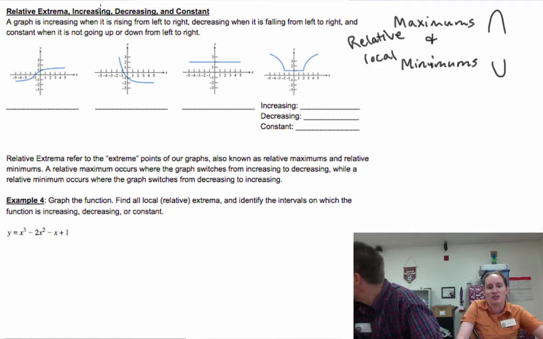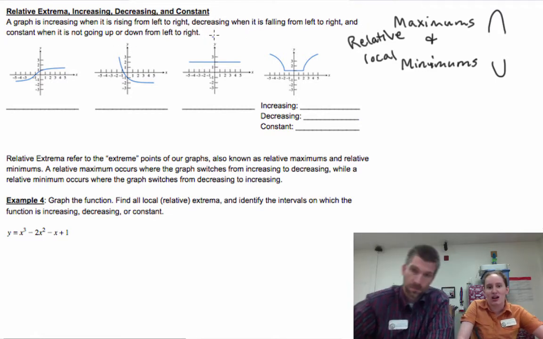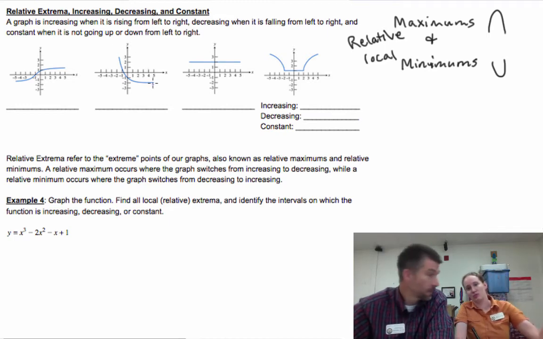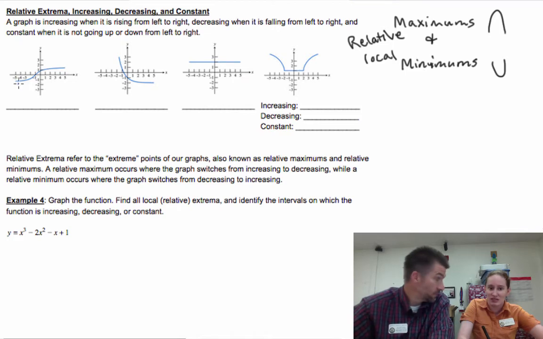A graph is increasing when it is rising from left to right. Decreasing when it is falling from left to right, and constant when it's not going up or down from left to right. So we read graphs from left to right just like you read letters in English. Specifically in English, we read from left to right.